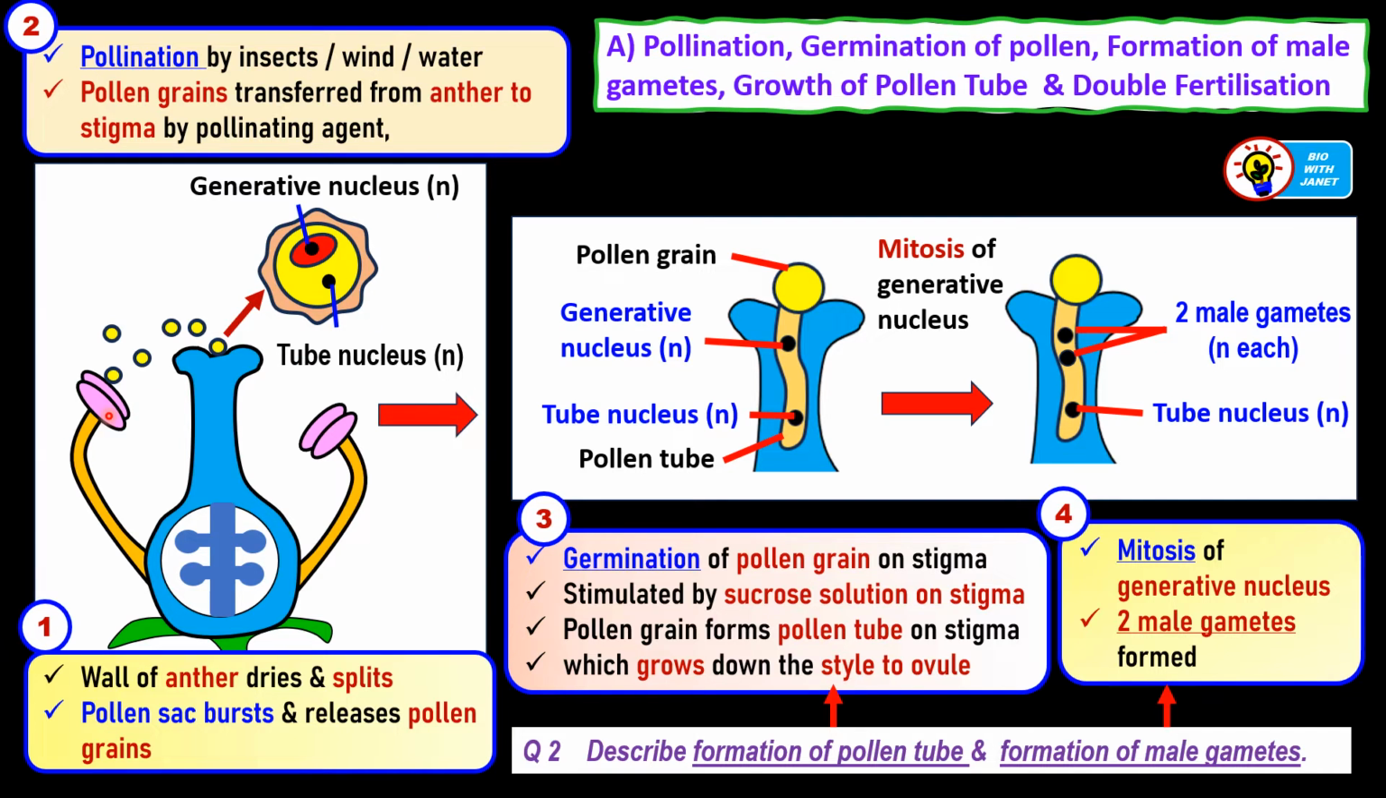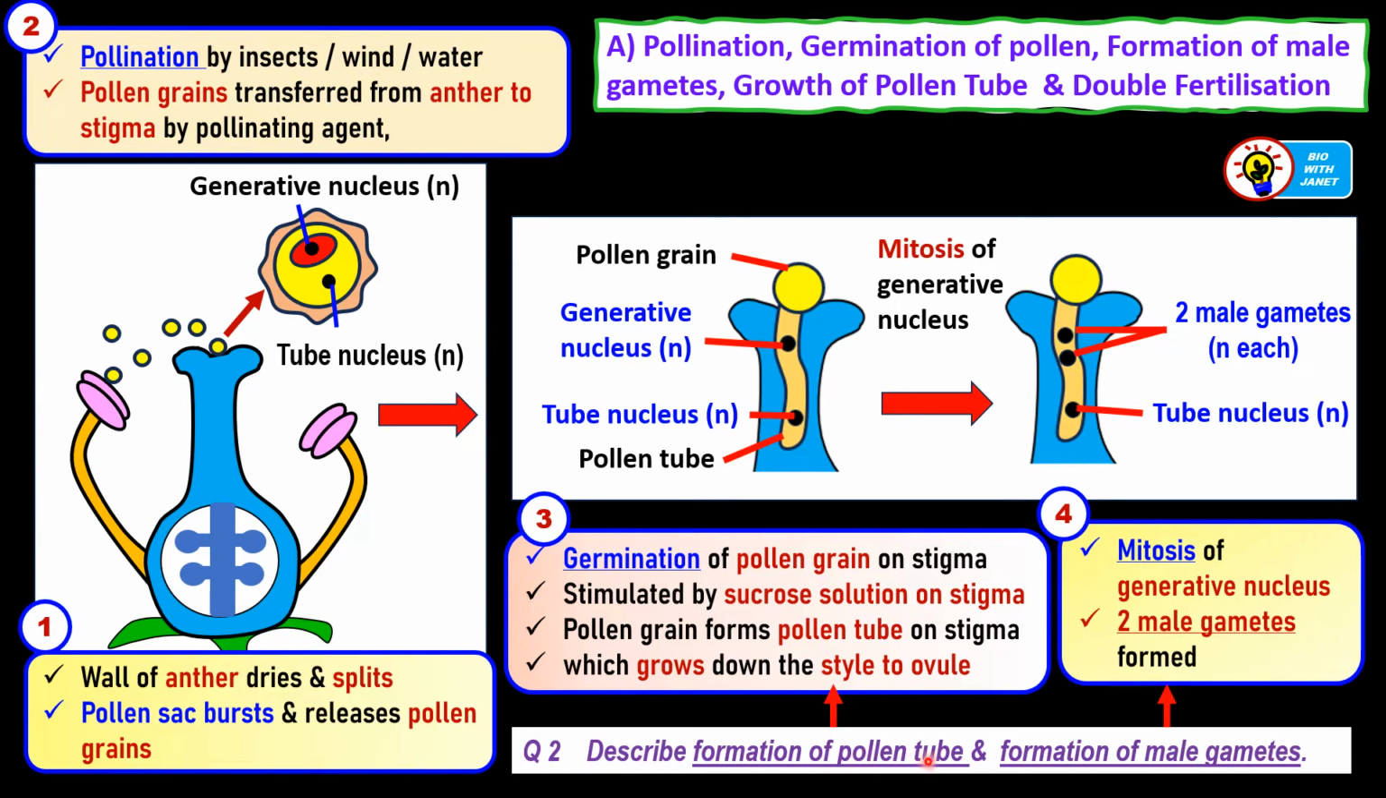Okay, so here we see the anther. It releases the pollen grains when the pollen sac bursts, and then these pollen grains are transferred either by insects, wind, or water from the anther to the stigma of the same flower or of a different flower, right? So the pollinating agents can be insects, wind, mammals, water, and so forth. Now let's go on to number 3. We will try to answer this question.